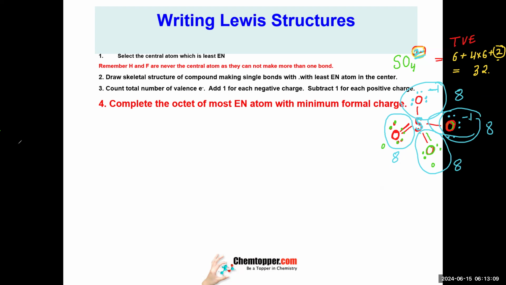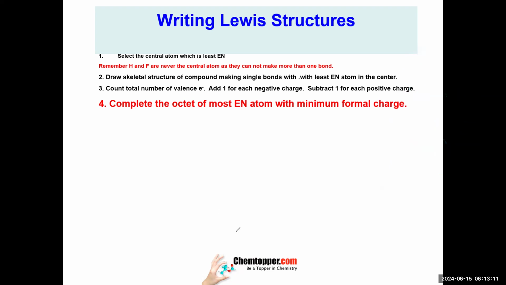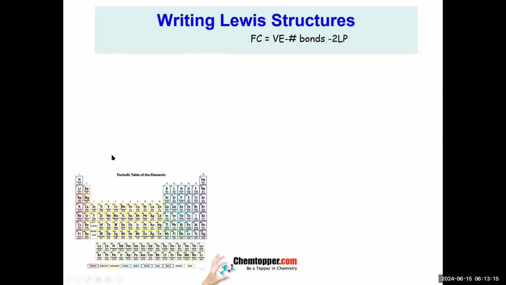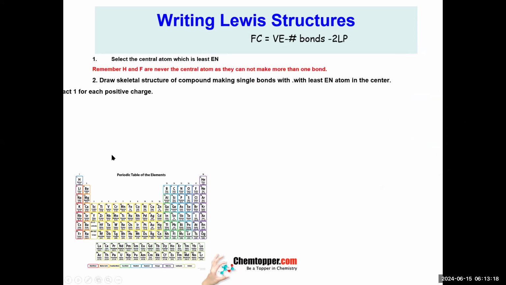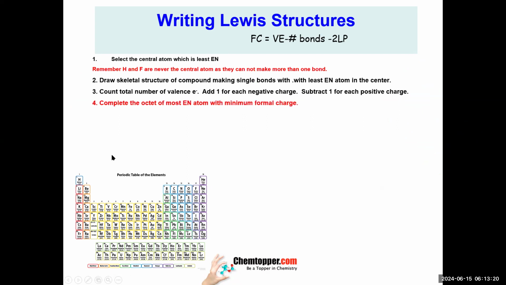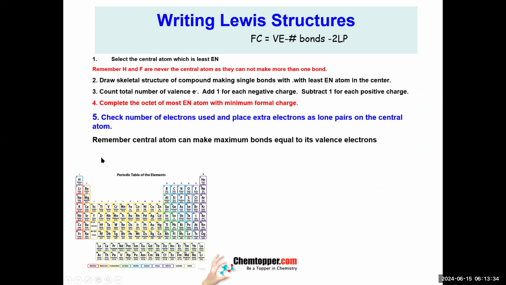Okay, ready for another? So this is how you have to follow the rules. First you have to see the central atom and the most electronegative atom, complete the octet. Then you check how many electrons are used, how many are left. If something is left, then put it on the central atom. So I'm going to make you understand rule number 5 now. Let's pick up this example.